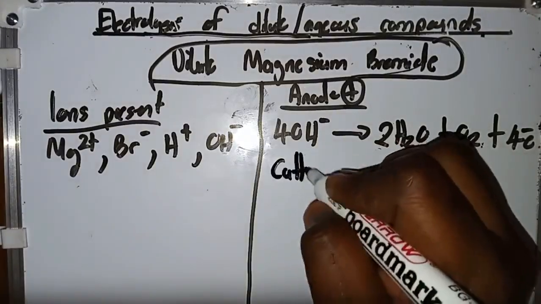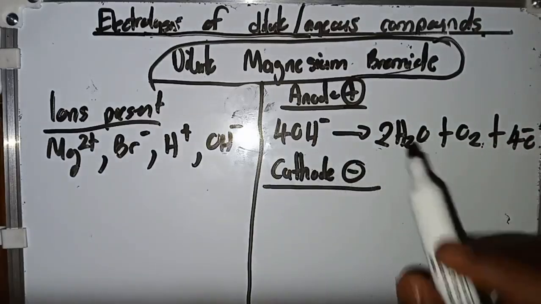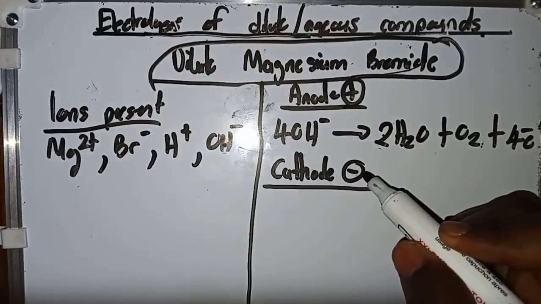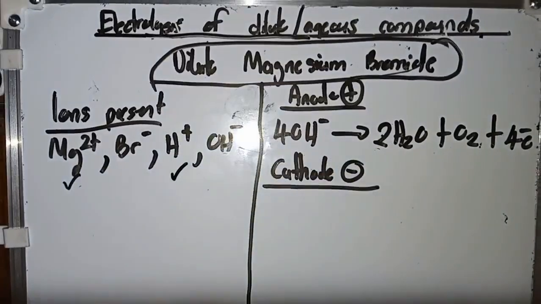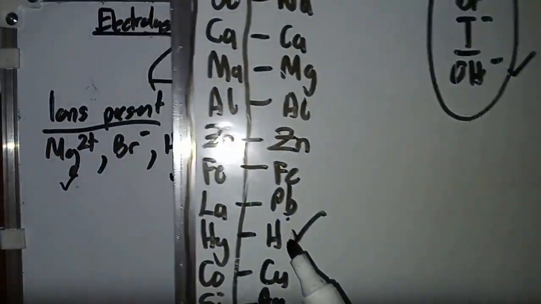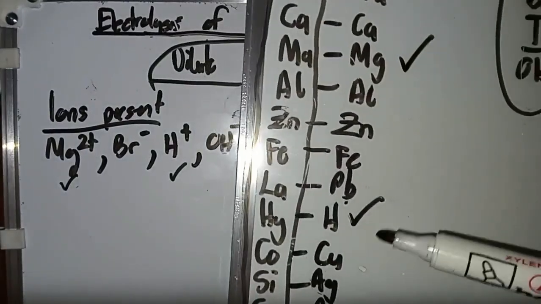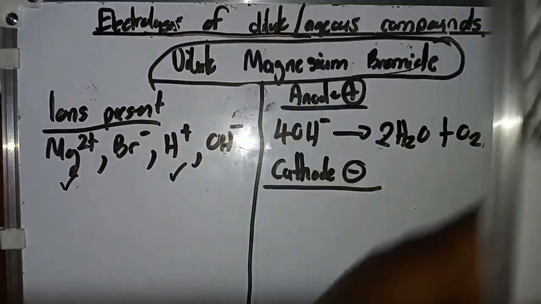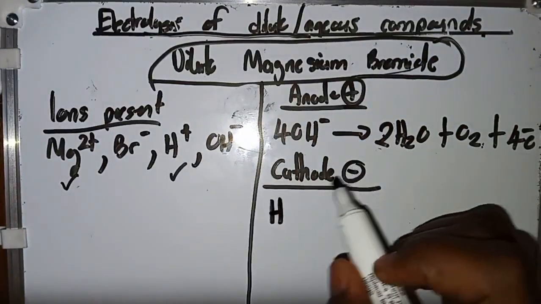So now the cathode equation. The cathode is negative, so it attracts the positive. For the positive we've got magnesium and hydrogen. So for magnesium and hydrogen, which one is going to be attracted? The least reactive will be attracted. Here we have hydrogen and magnesium. So which one is least reactive? The one below is the next reactive. So hydrogen is going to be attracted. It's not hydrogen, it's the hydrogen ion.